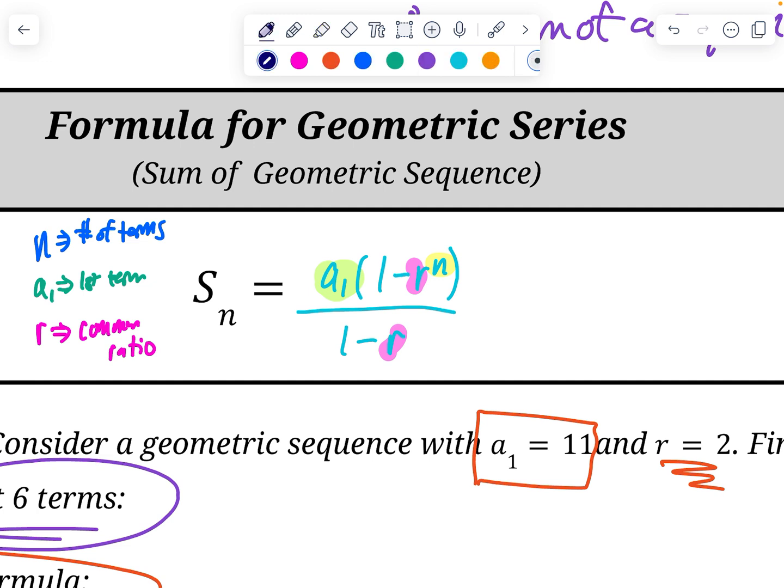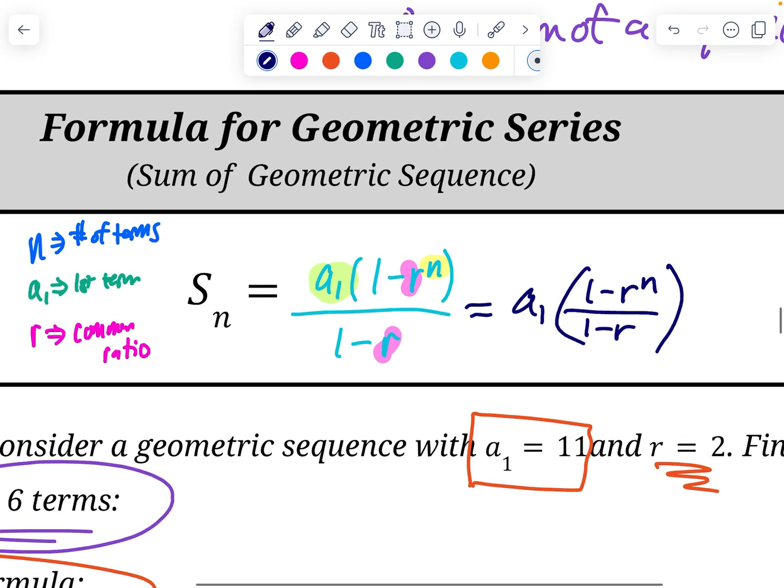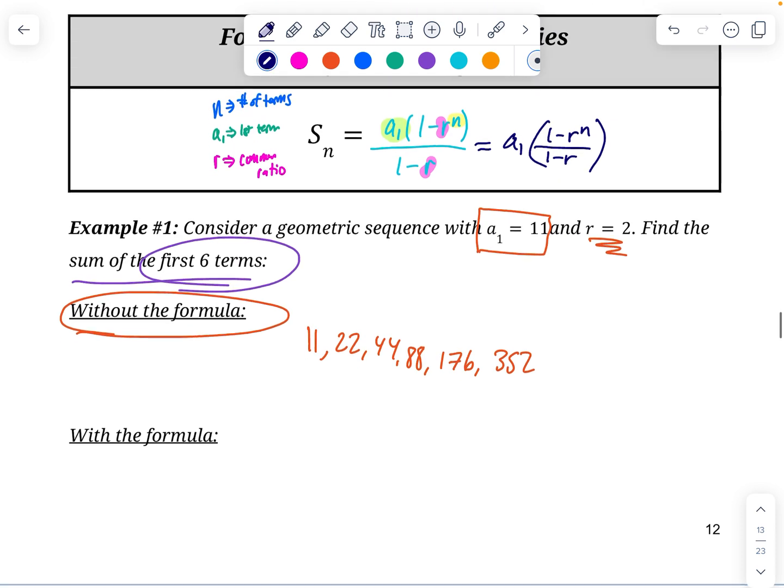You might see it written different ways just because it's pretty easy to algebraically manipulate. Some people might have the A1 out there, and it might look more like that, but they're all algebraically equivalent. So you might have to see it written different ways. I write it the first way that I wrote it. Cool. There's not much to this. You have a formula, plug in the stuff, figure it out.